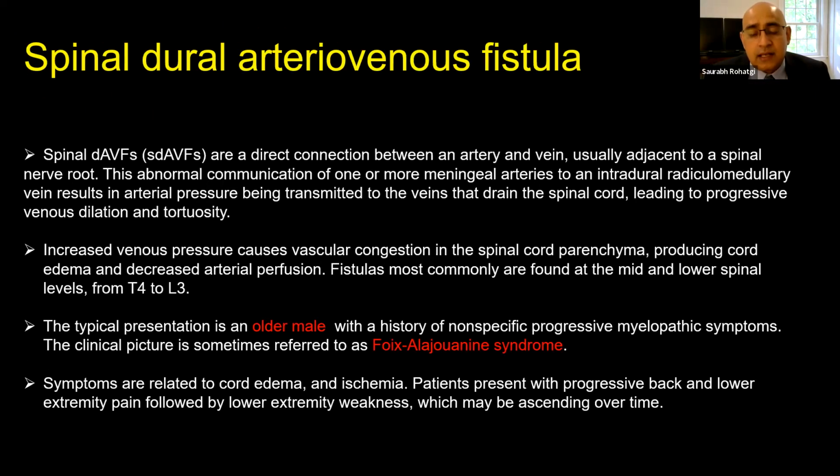There are, of course, a lot of types of vascular pathologies, but for the sake of this talk, we'll just focus on two, which are the dural AV fistulas, a communication between the arteries and veins. An increased venous pressure causes vascular congestion in the spinal cord parenchyma, producing cord edema and decreased arterial perfusion. The typical presentation is an older male with a history of non-specific myelopathic symptoms. The clinical picture is sometimes referred to as Foix-Alajouanine syndrome, and patients' symptoms are related to lower extremity edema and ischemia.